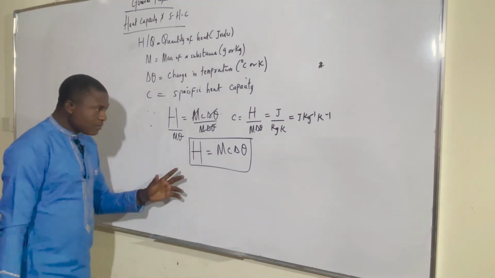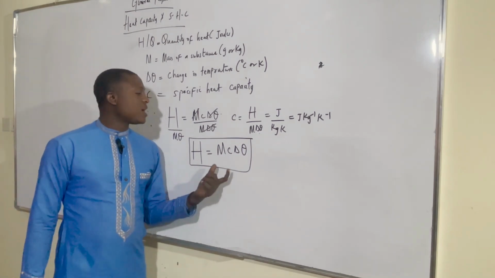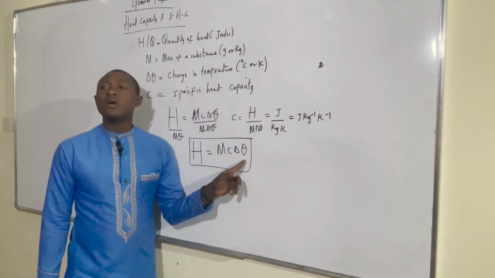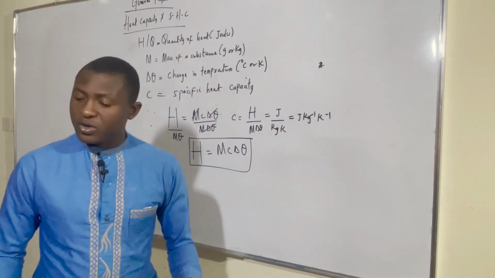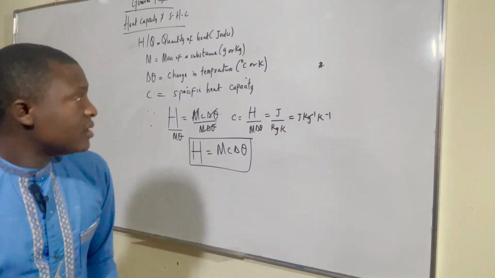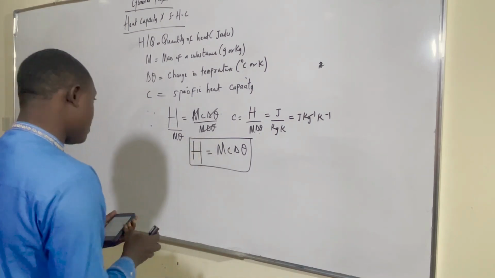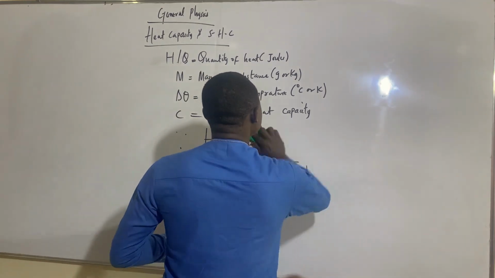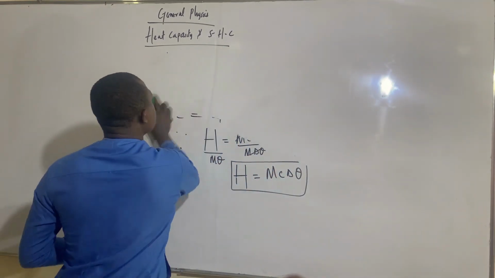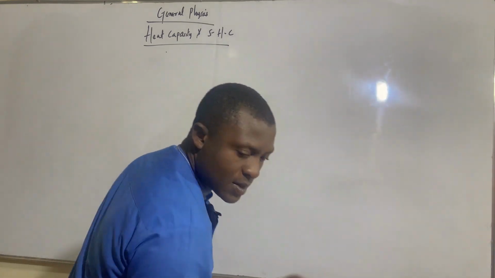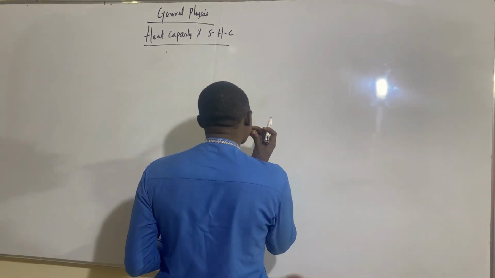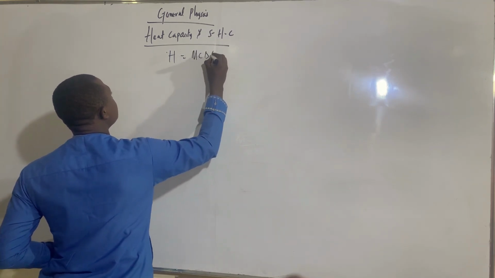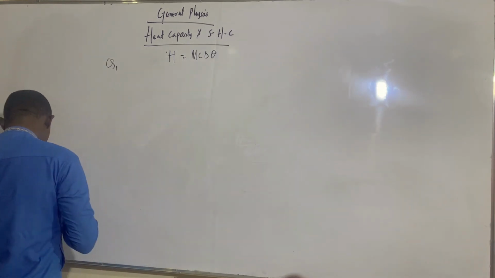Now, in any problem we are solving, you may be asked to find either heat capacity or mass, or to find the C, or to find the value of change in theta. It depends on the problem. So I will solve many examples here so that you can be able to understand it better. Let's look at question 1. So let me write the formula here. We have heat is equal to MC change in theta.